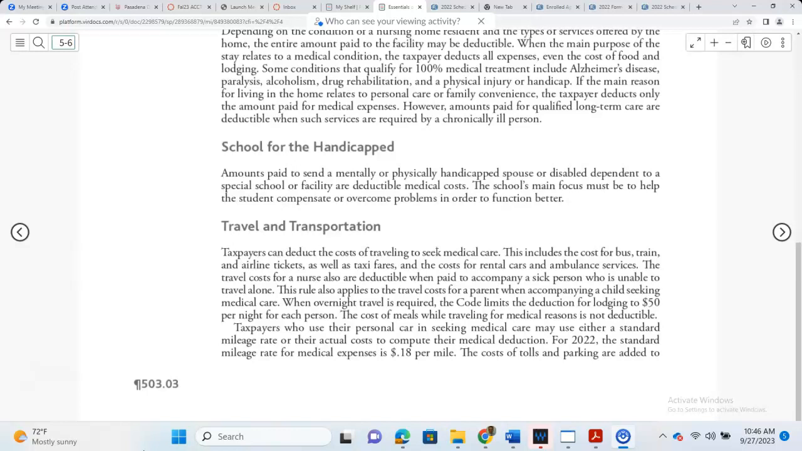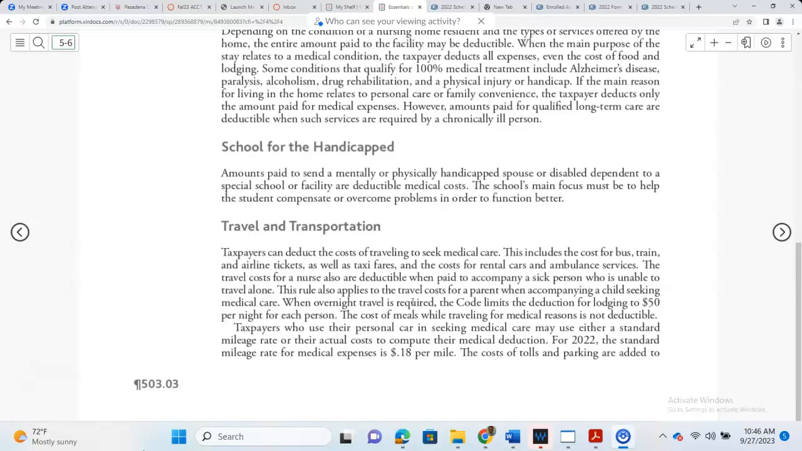Taxpayers can deduct the cost of traveling to medical places. That's included. This includes the cost of bus, train, airlines, taxi fares, rental cars, ambulance, those types of things. The travel costs for a nurse also are deductible when paid to accompany a sick person because they are not able to go alone. This rule also applies to the travel costs for parents when accompanying a sick child.